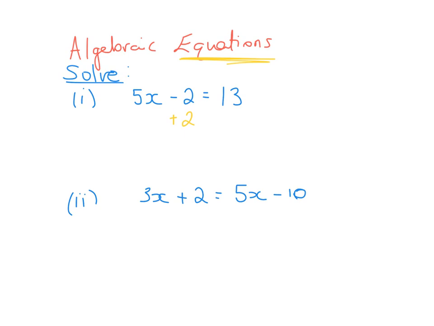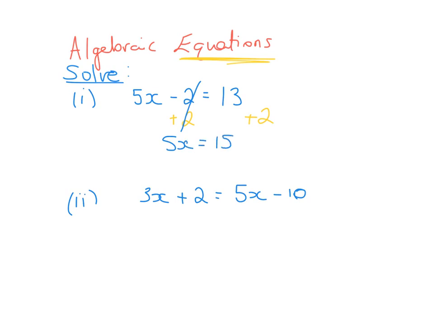But you can't do that to the left-hand side of the equation without upsetting the right-hand side, so therefore you do it to the other side as well. Okay, so the rule with equations is what you do to the one side, you do to the other. So they're going to go to 0, so I'm going to be left with 5x is equals to 15.